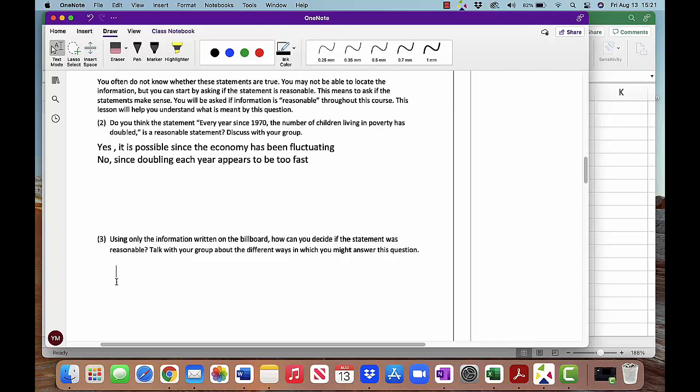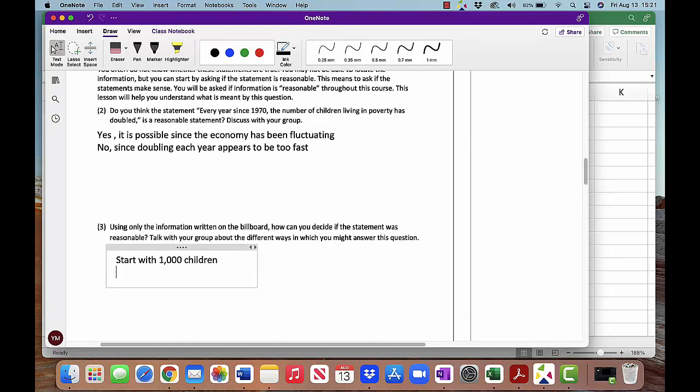So what we could do is think about what to start with. What is a reasonable number to start? Some of you might say, well, let's start with 1,000 children. Some of you might say, let's start with 100. And that will be perfectly fine. You can start with whatever number and then explore the concept of doubling.